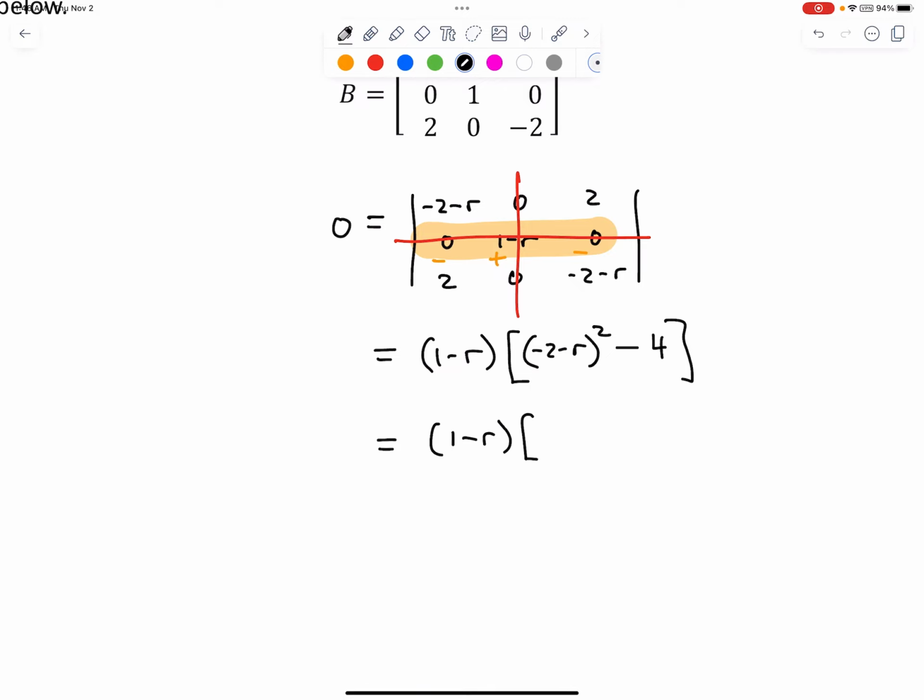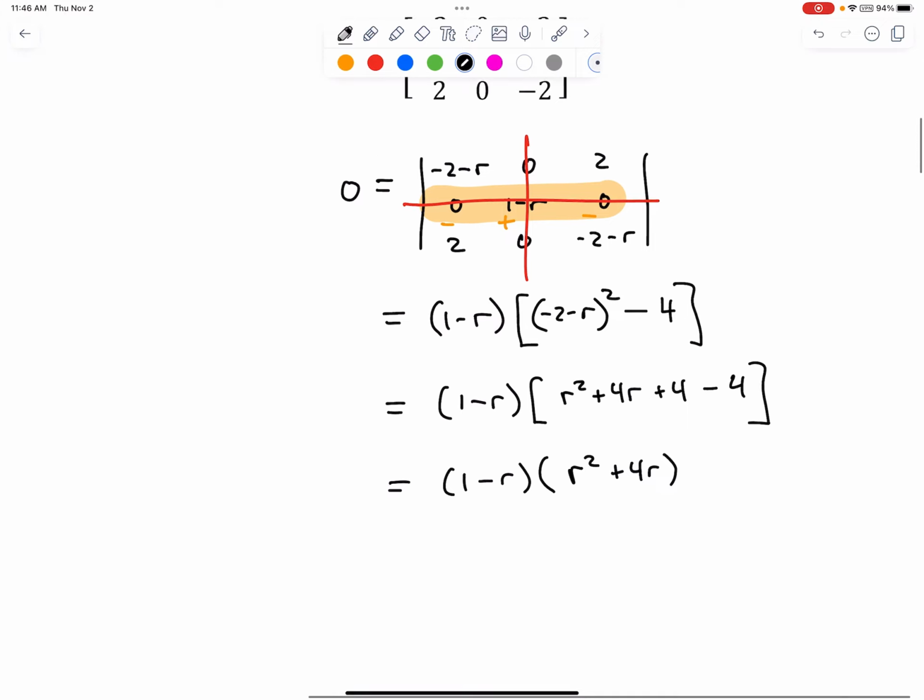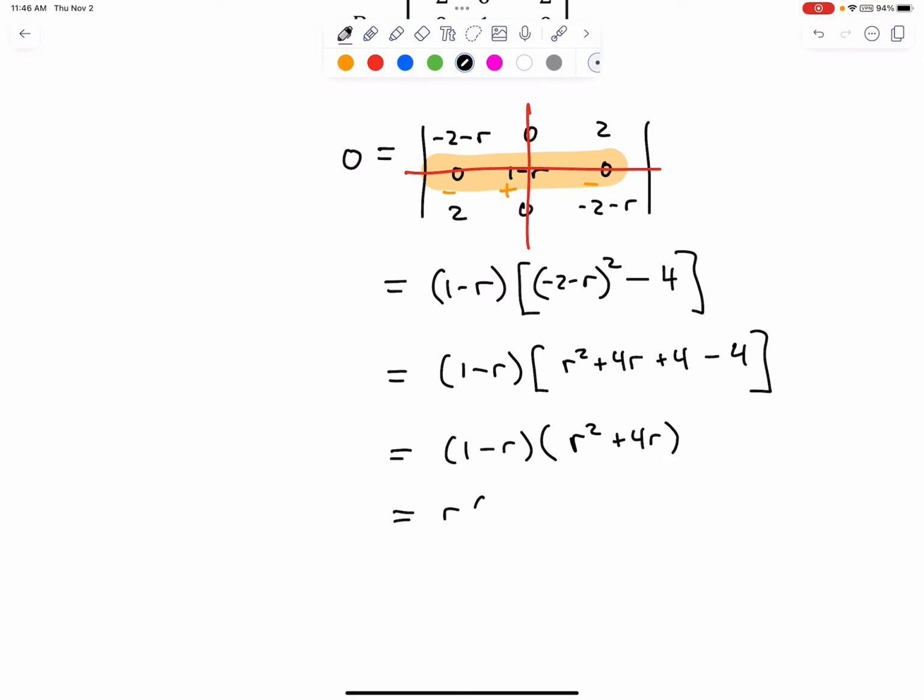Squaring negative 2 minus r, we wind up getting r squared plus 4r plus 4, and then we have this minus 4 still. So the constants cancel, which will mean we can continue to factor, because we'll just have r squared plus 4r left. And I can factor out an r, which I'll write in the very front, times 1 minus r times r plus 4.